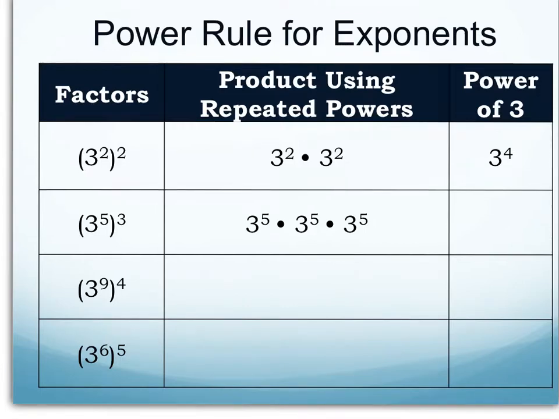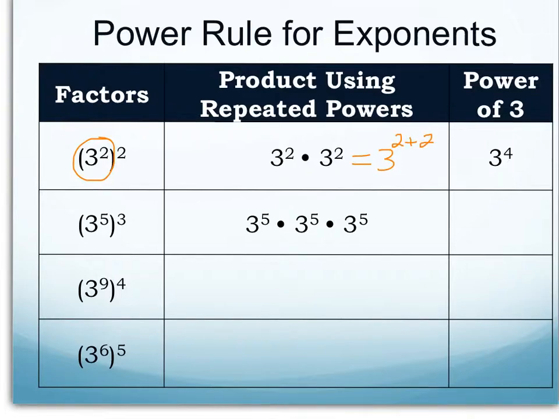All right, now we're ready to look at the power rule for exponents. So looking at our table, first row says 3 to the second, to the second. So that means I have 2 of what's in parentheses. I have 2 of these 3 to the seconds, or 3 to the fourth, because remember our multiplication rule said we keep the base and add our exponents.